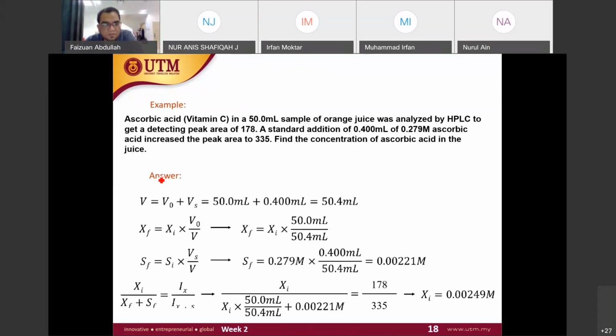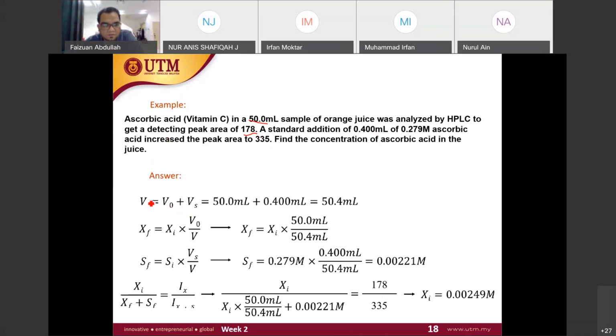So ascorbic acid or vitamin C in a 50 ml sample of orange juice was analyzed by HPLC to get a detecting peak area of 178. A standard addition of 0.4 ml of 0.279 molar ascorbic acid increased the peak area to 335. Find the concentration of ascorbic acid in the juice.